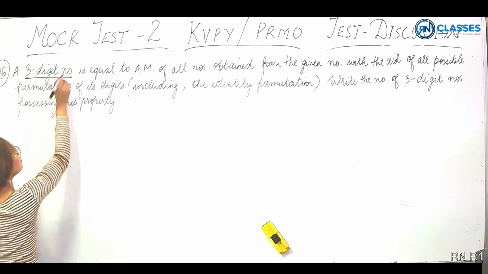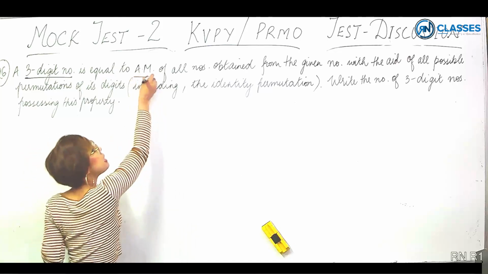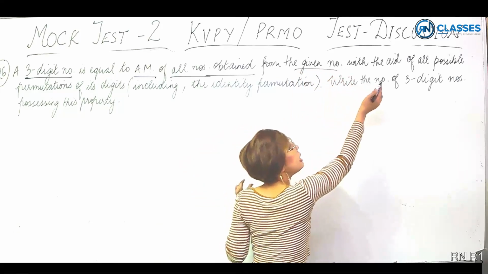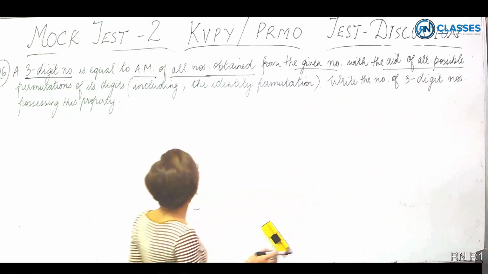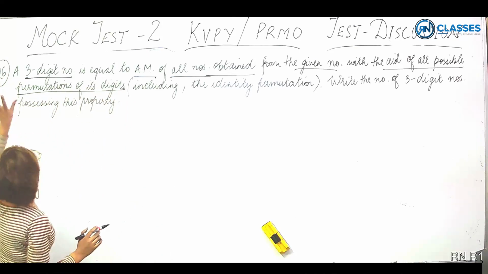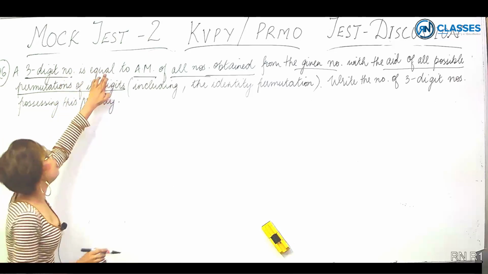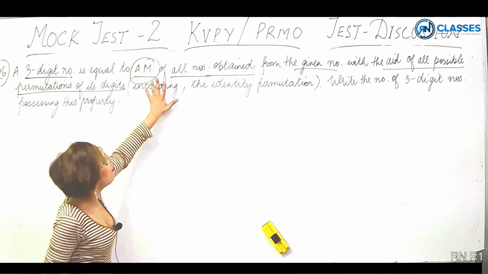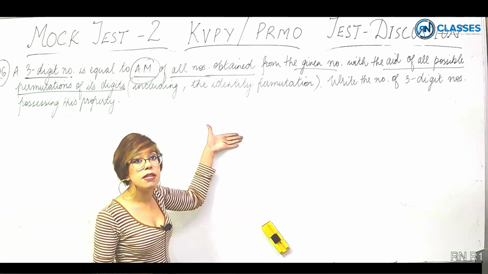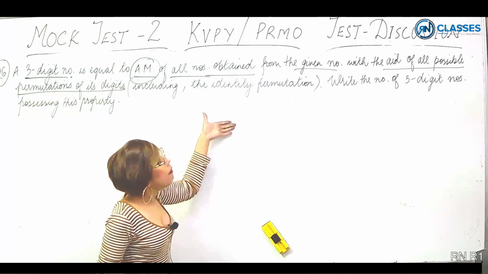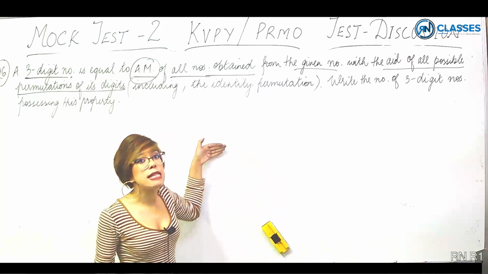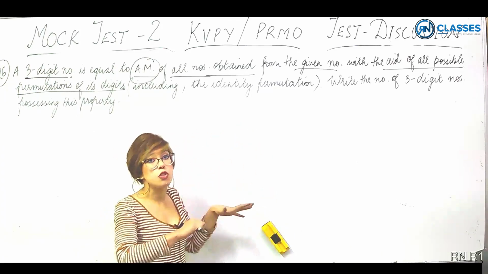He says a 3-digit number is equal to arithmetic mean of all numbers obtained from the given number with the aid of all possible permutations of its digits. Okay, too long a sentence. Let's see. So any given number is there, and I need to obtain all the numbers with the aid of all possible permutations of the digits. Right? So obviously 3 digits would be there, and all the possible permutations which are possible.